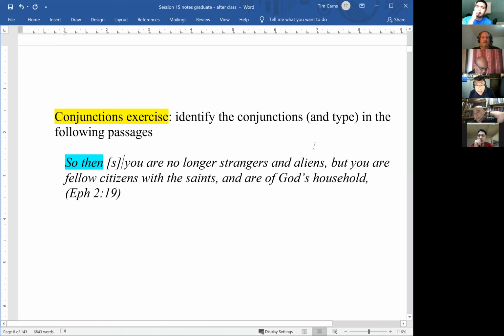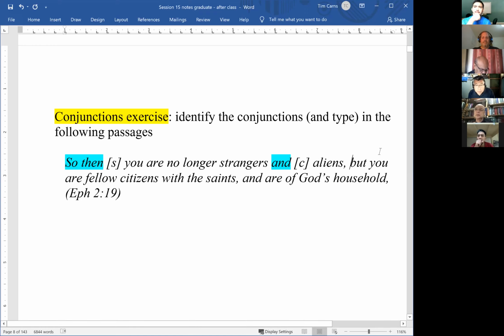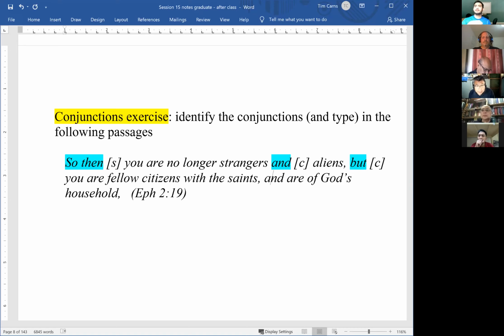Strangers and aliens, and then the word but. Is and coordinating or subordinating? The word and it is coordinating. Good, fanboy. And then the word but, yes, the word but coordinating also. Okay, good. Any more? And another word and, coordinating. Very good. All right. Do we see any more? Anybody else see any other ones? Did he capture all the conjunctions?